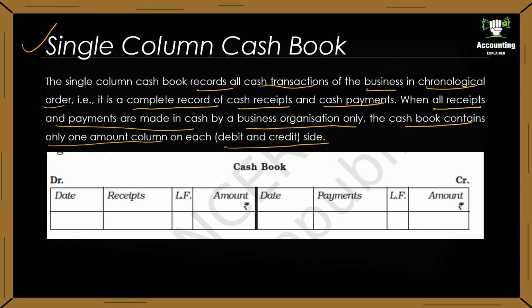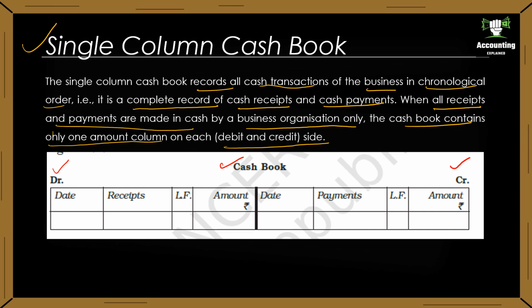One thing I want to say, this cash book is very popular among all the businesses. Let it be small or big or medium sized business, all the businesses will have cash book. So this is the format of single column cash book. Cash book, as usual, is like any other ledger account. On the left side it will be DR, on the right side it will be CR.